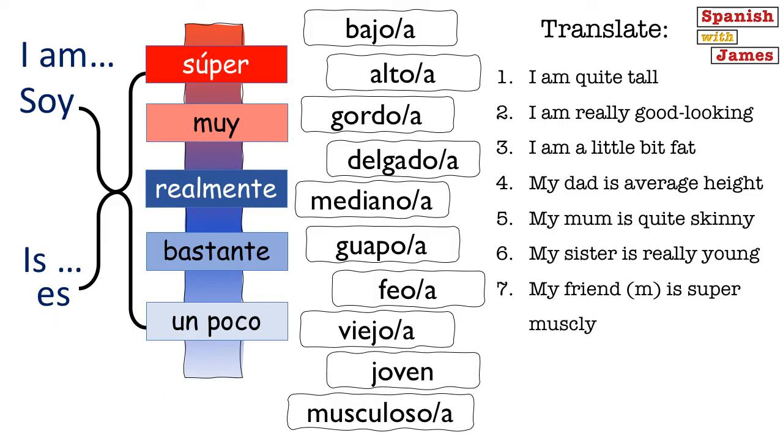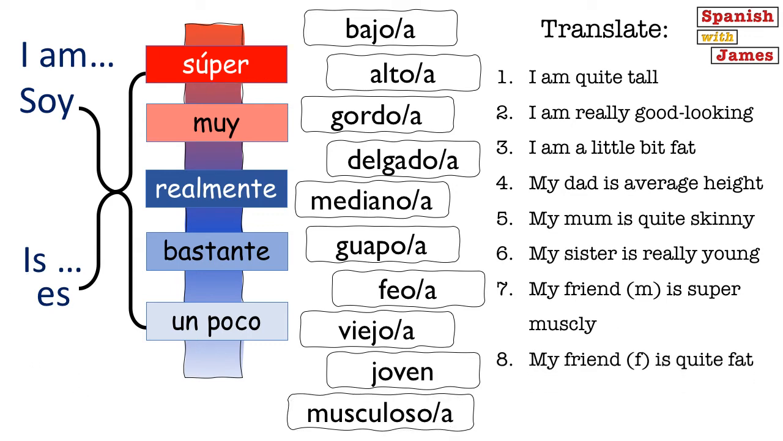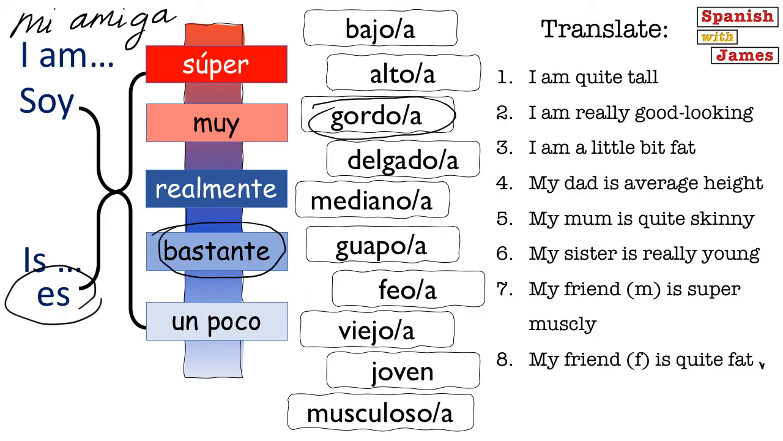Número siete, my male friend is super muscly or super muscular. Let's go through. Mi amigo, with an O ending, es super musculoso, with an O ending. Número ocho, my female friend is quite fat. Pause the video. And let's go through. So this time, mi amiga, with an A ending, es bastante gorda, with an A ending.